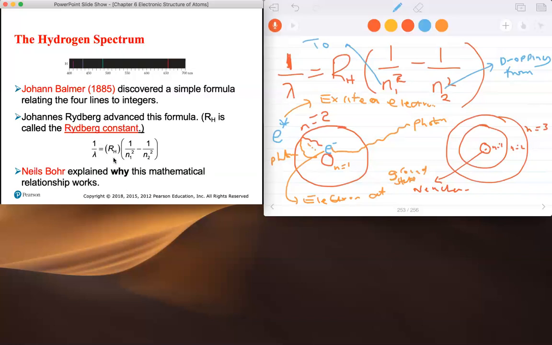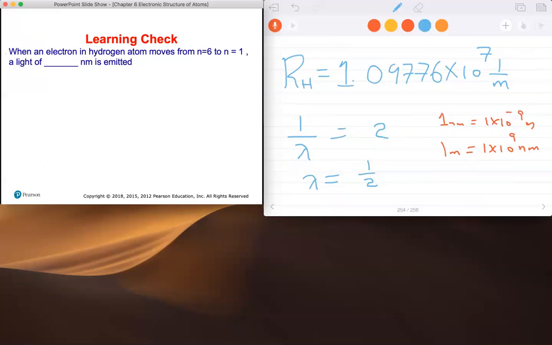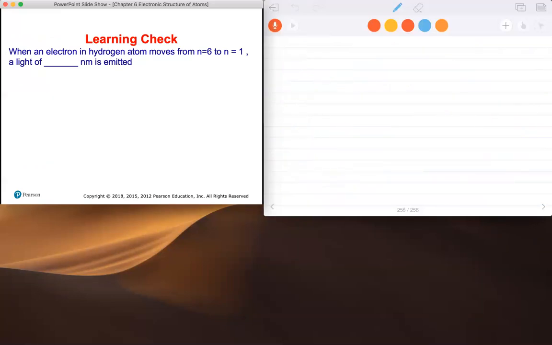Rydberg came up with an equation on how to calculate the wavelength. You will see mostly this as hydrogen, because for multi-electron atoms, it's not going to work. So how do we use the Rydberg equation to calculate the wavelength of an electron moving from n equals 6 to n equals 1?